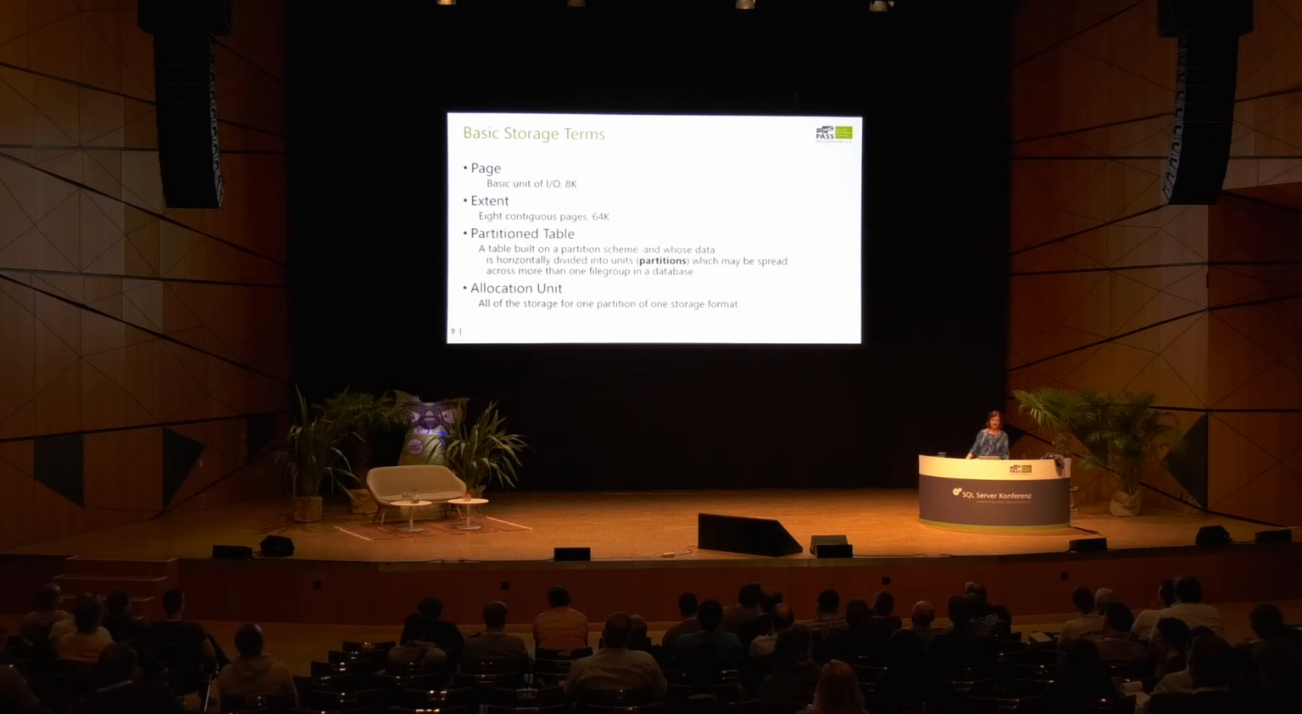Extents are 8 contiguous pages. That can be a unit of I/O. It's also the unit of growth for a table. When a table gets filled and it needs more space, it gets another 8 pages, and then another 8 pages. It doesn't get 1 page at a time. It grows by 8 pages at a time.